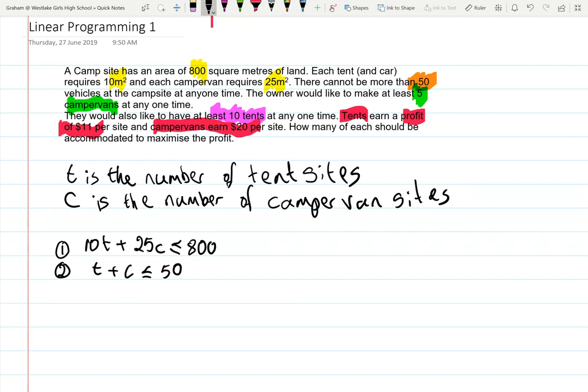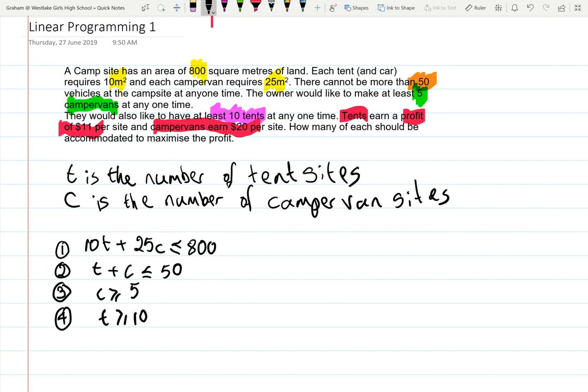Now be careful, because it says tent and car, so we're assuming that there is a car attached to every single tent. The owner would like to have at least 5 camper vans at any one time. So my green one is that camper vans are greater than or equal to 5. And my fourth constraint is they would also like to have at least 10 tents at any one time. So tents are greater than or equal to 10.